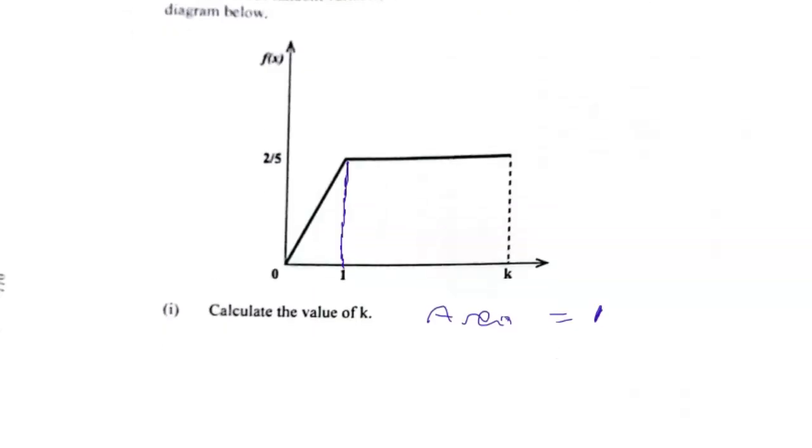The triangle is half base times height. So it's half, the base is 1, the height is 2/5. Plus the area of the rectangle, length times width. The length here is from 1 to k, so the length is k minus 1. And the width, which would be the height, is 2/5.